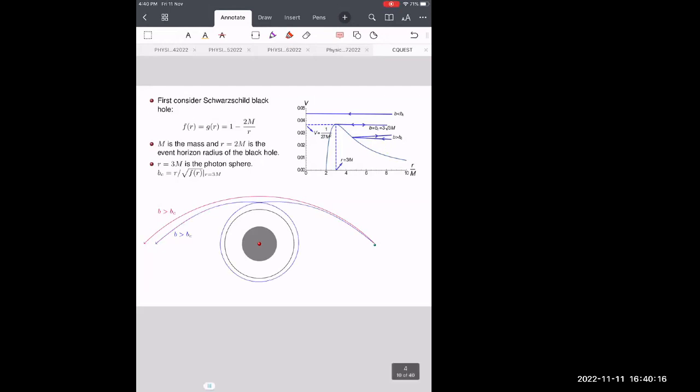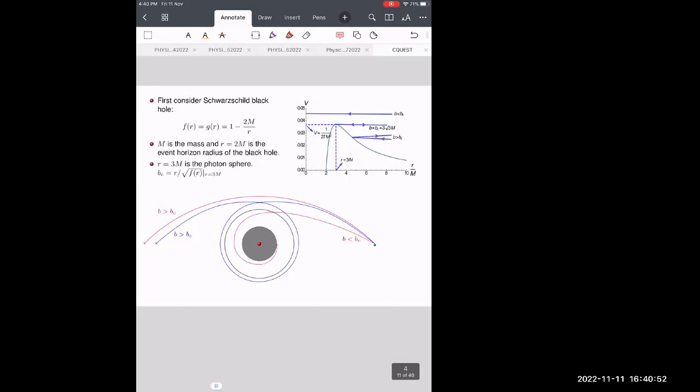Now if we decrease the impact parameter a little bit, but keep it still greater than the critical impact parameter BC, then the photon turns around and escapes to infinity. But before that, it winds around the r equal to 3m surface. That means it undergoes strong lensing. If we decrease the impact parameter still more, then it will undergo more and more winding.